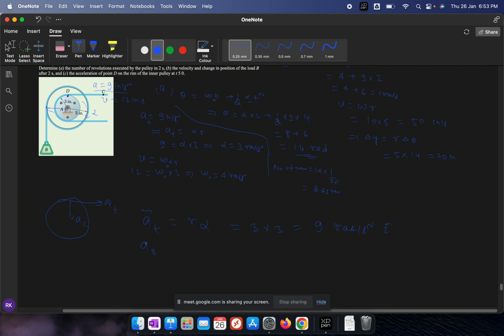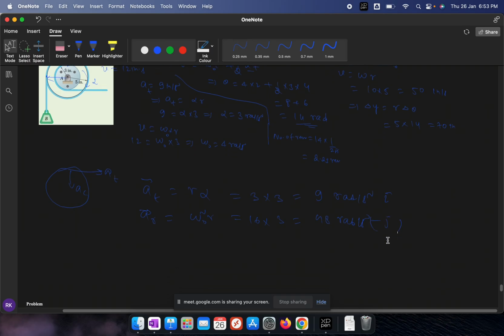Now you will write the radial acceleration. Radial acceleration is omega square r. We have to put omega naught square, because it is asking at time t equal to 0. So what is omega naught? That is 4, so 16 into 3, that is 48 radian per second square. Now it is in the minus j direction.